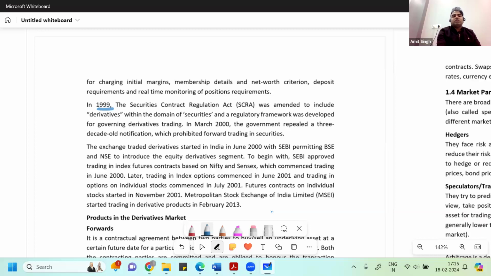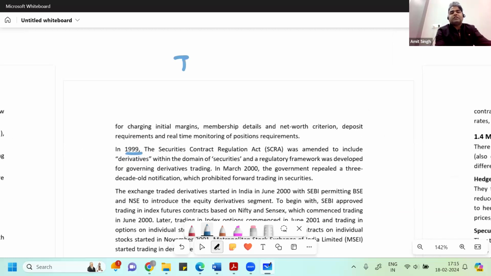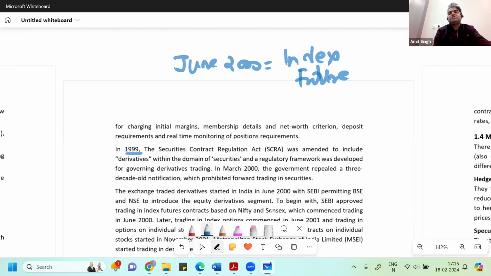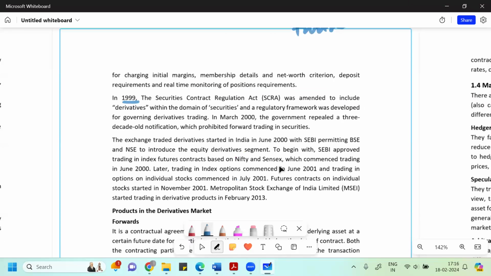So in June, you can write down this timeline. In June 2000, index futures were introduced over BSE and NSE, these two exchanges. Let me just switch off my camera for the timing. So in June 2000, index futures were allowed for trading purposes over Nifty and Sensex.